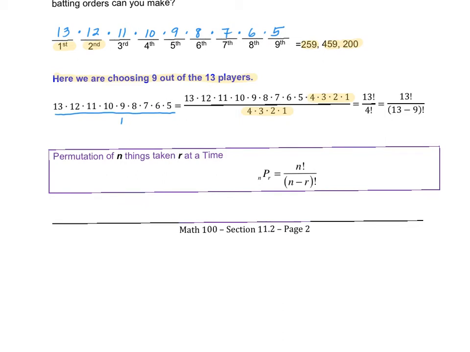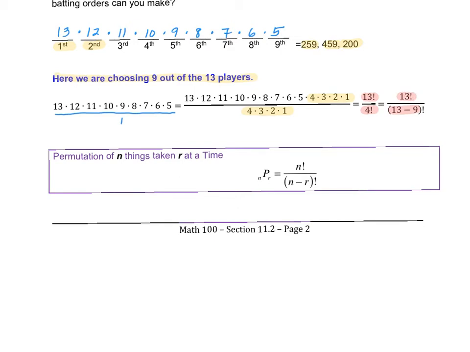Now look at the numerator. It's 13 factorial. And in the denominator, I have 4 factorial. So remember, there were 13 players on the team. But the 4 factorial means nothing to me because I actually chose 9 out of the 13 players. But what is 13 minus 9? 13 minus 9 is 4. So this is our permutation formula.